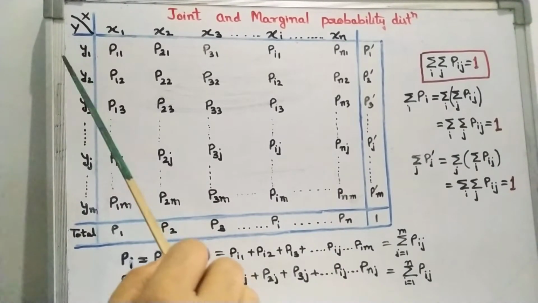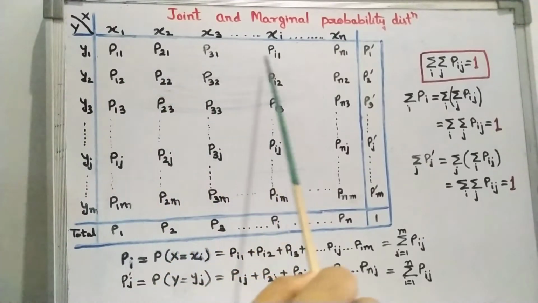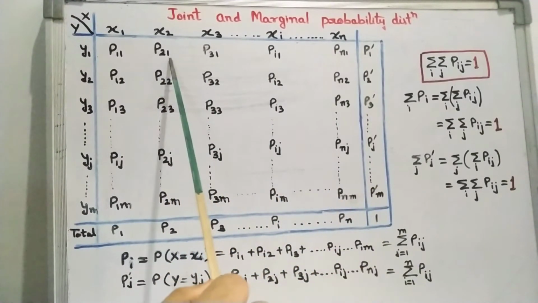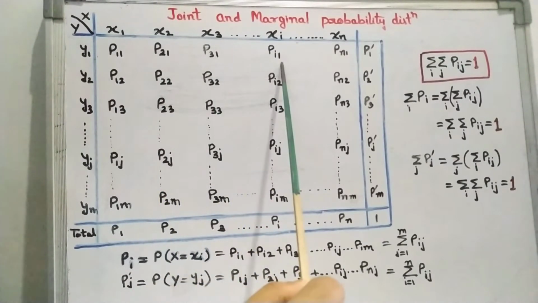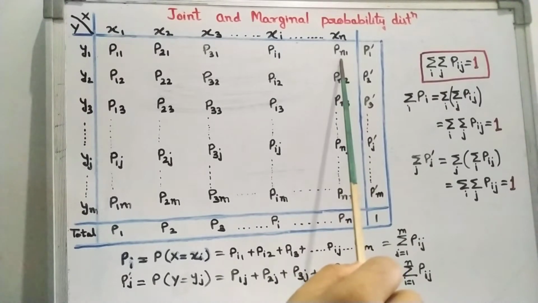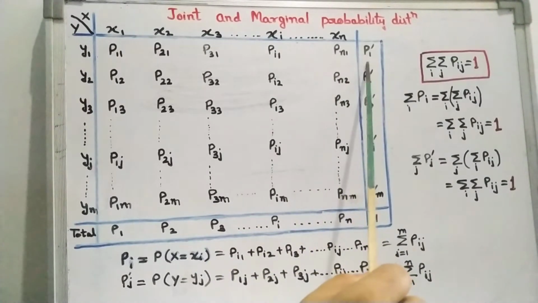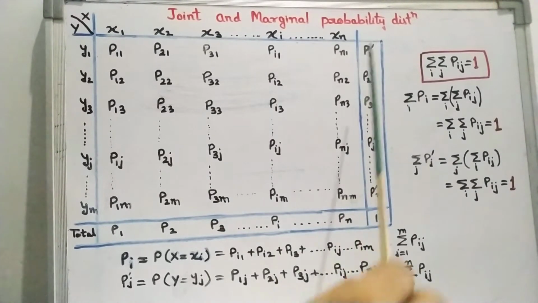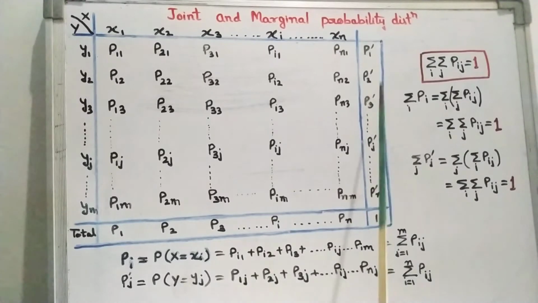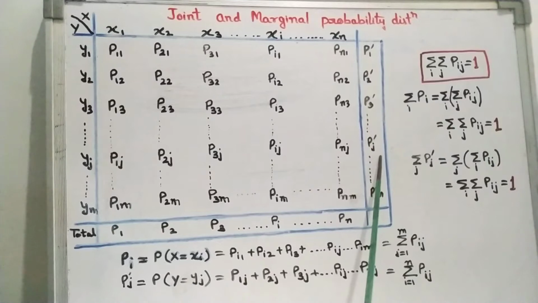Similarly, on the horizontal way, if you add all this here, you will get p1, because 1 is fixed: 1 with 1, 1 with 2, 1 with 3, 1 with j, 1 with n. So here we get the p1 dash probability. We use dash for the y variable. So these are the probabilities for the x variable, and these are the probabilities for the y variable. It is denoted by p1 dash, p2 dash, p3 dash, pj dash, and the last one is pm dash.